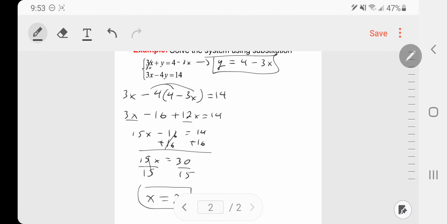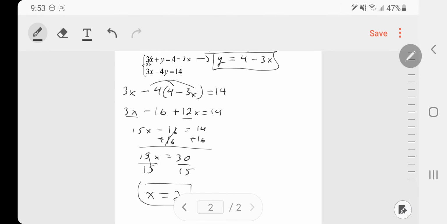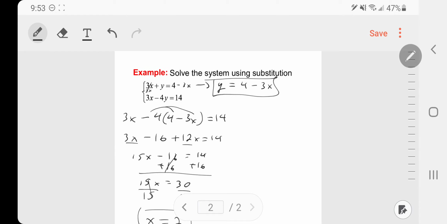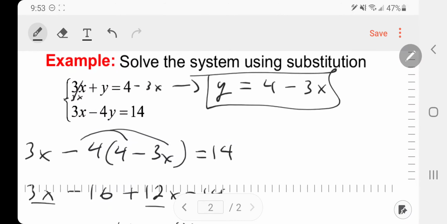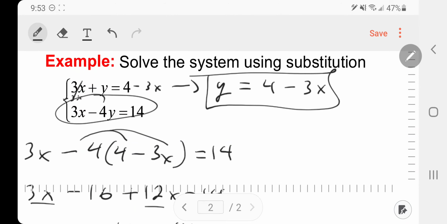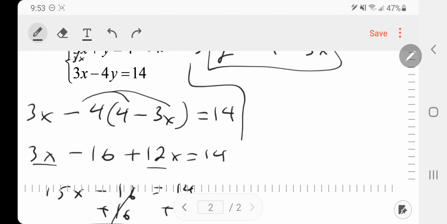All right, now I have my x value. I need to now find my y value. You can do that in a couple ways. You can plug it into any equation that you have up here. So you can use this one, you can use this one, or you can use the new one that we solved for. I like using the new one that we solved for because y is already isolated, so that's the easiest one to use for me.